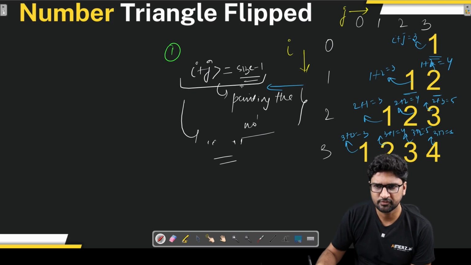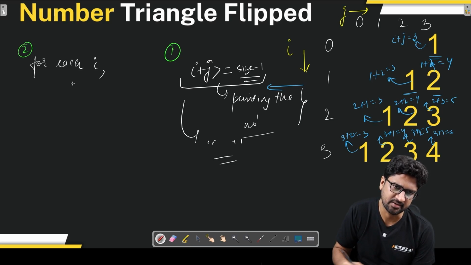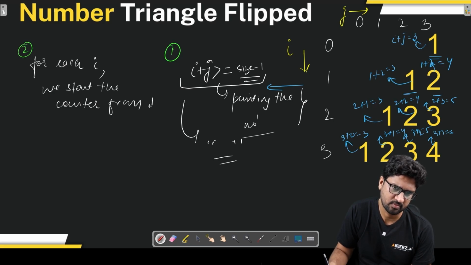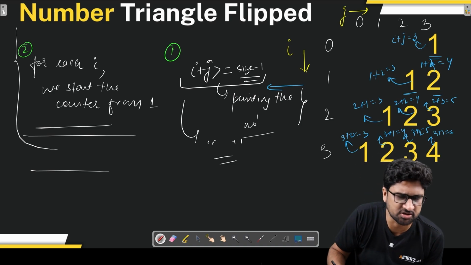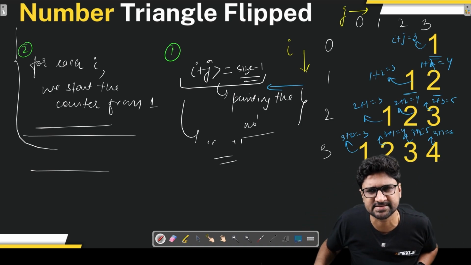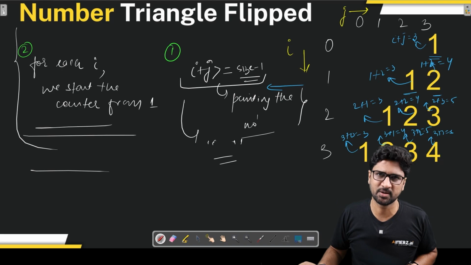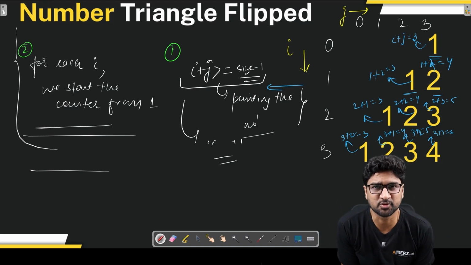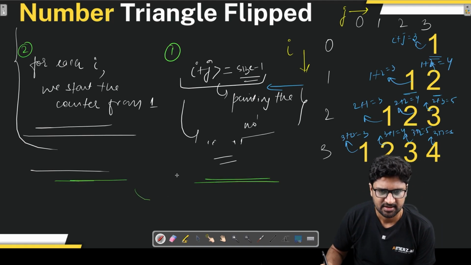And the second observation is that for each i we start the counter from 1. So using these two logics, and normally in every question you have to think about the logic itself, is there any pattern? If it is pattern printing, the pattern is in the name itself, so there is bound to be a pattern, and this is what, my dear friends, you have to go and find in a problem. Once you have found the pattern, it gets easy to solve the problem.